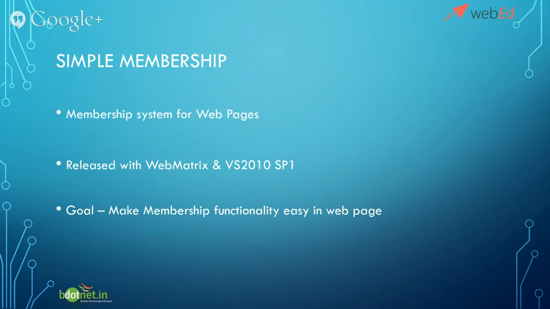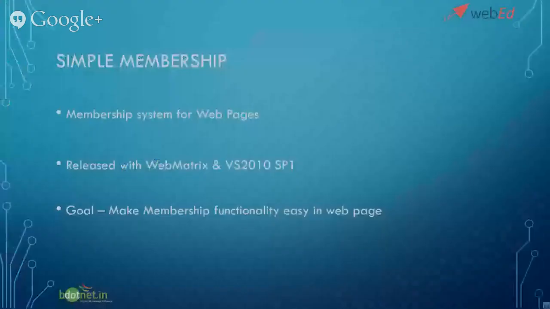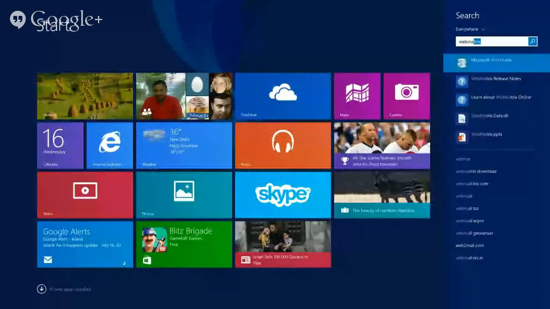So there, if you were building a website using WebMatrix, which is basically a Web Pages technology, the membership system that was provided there was known as simple membership. They wanted a simple way for people to bridge the authentication, authorization, membership, all those things. The goal was to make membership functionality easy in Web Pages. So I think I have downloaded WebMatrix. Let me show you what this is all about.